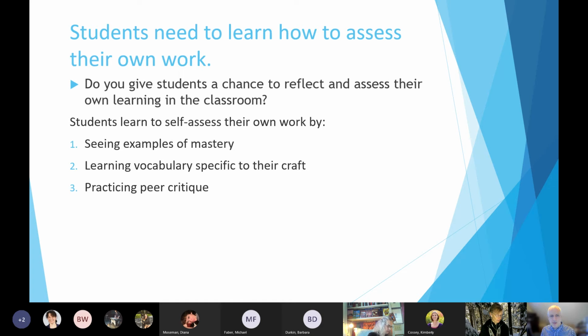The first one is seeing some examples of what it looks like when things go well. So what does a good piece of music look like if you do it well? What does a good painting look like if you do it well? What does a good composition look like if you do it well? What does a good paragraph look like? What does a good lab report look like?